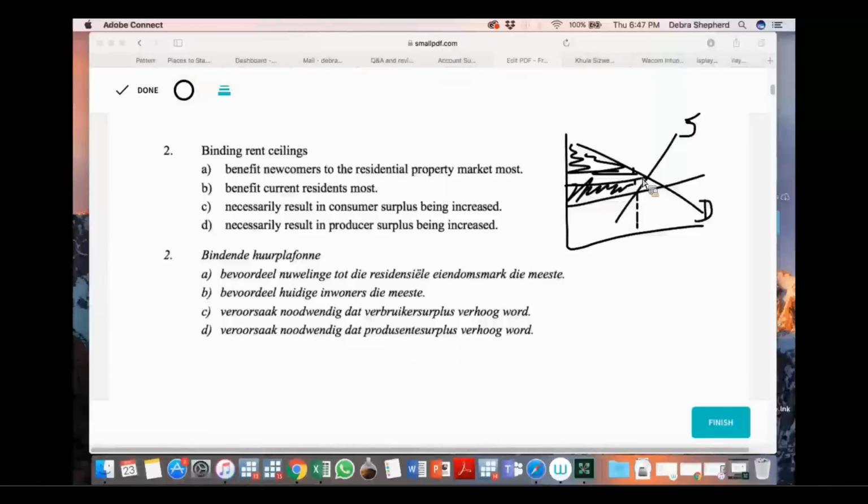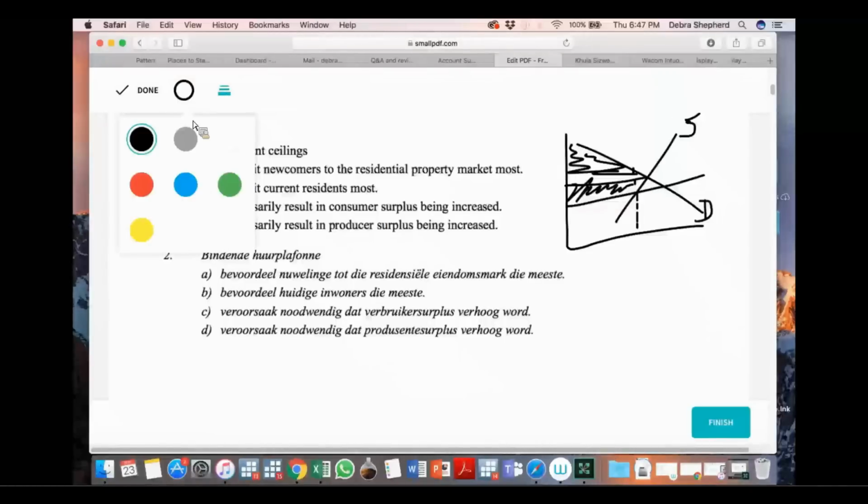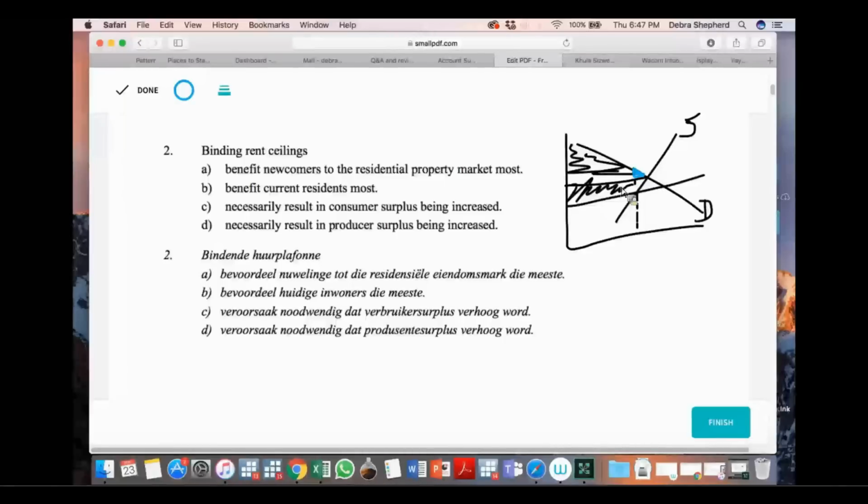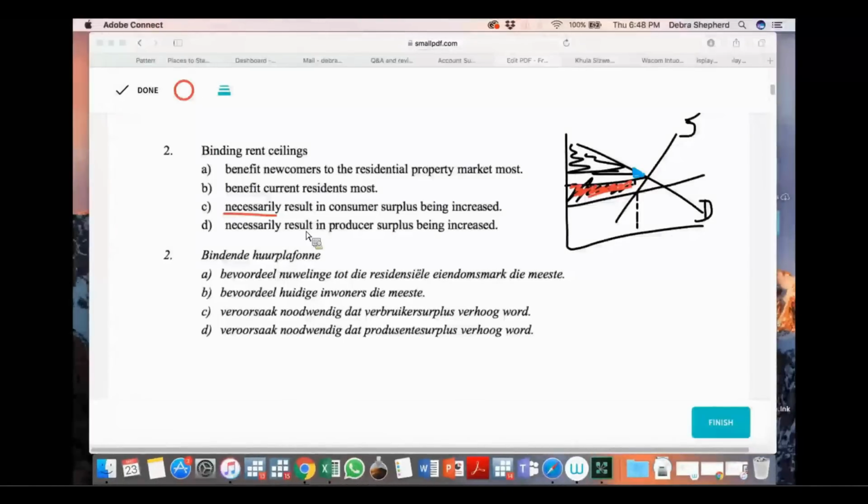I could have drawn this graph so that the consumer surplus that is lost due to deadweight loss, this little part of the triangle there, could have actually been larger than this gain in consumer surplus here. So that's the really important thing about the word necessarily in our answers. Because if you see the word necessarily or definitely, what that implies is that it is always the case. So it isn't true that binding rent ceilings necessarily result in consumer surplus being increased.